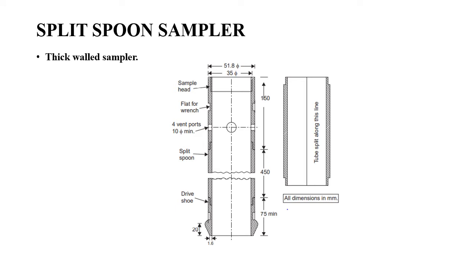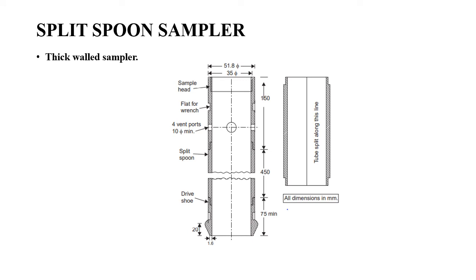Lastly, we'll look into what a split spoon sampler is. This is an open drive type of sampler. You simply push or drive the sampler into the ground to collect the soil samples. It is made as a thick walled sampler and a split sampler, that is, the whole cylindrical tube can be split into two halves. That makes the process of soil sample retrieval much easier.